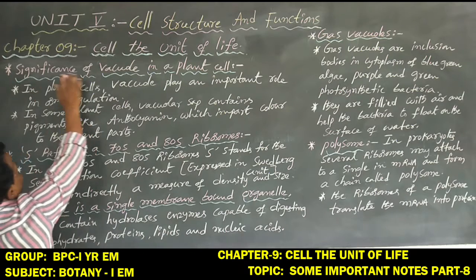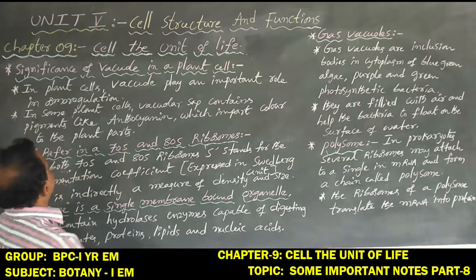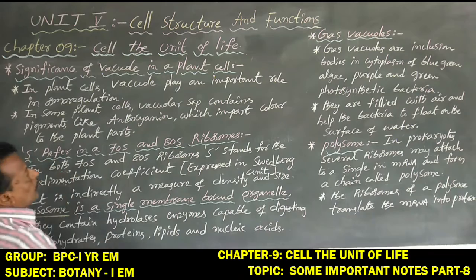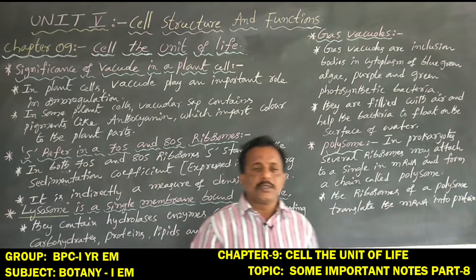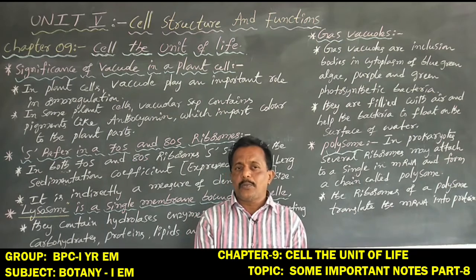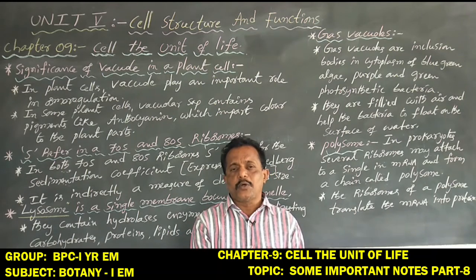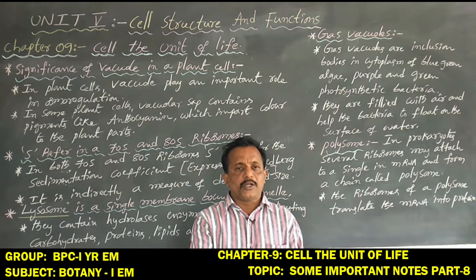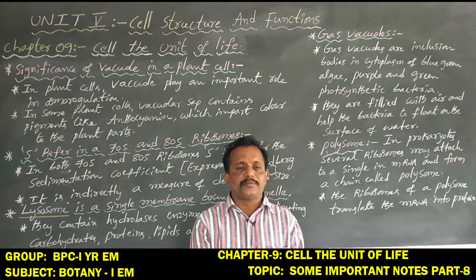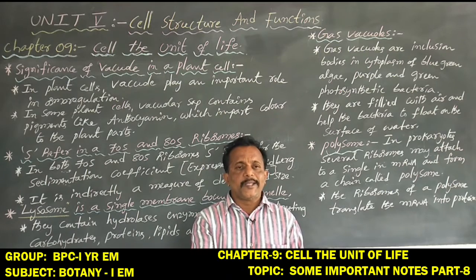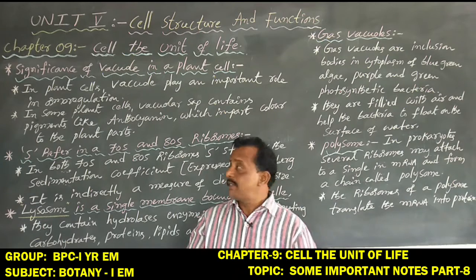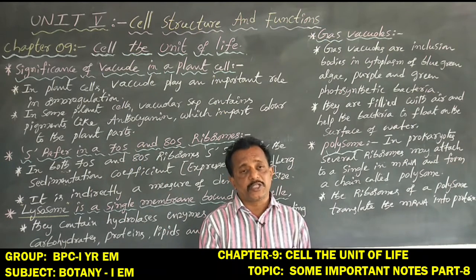Okay now, significance of vacuole in a plant cell. In plant cells, the vacuole plays an important role in osmoregulation. Osmoregulation means the movement of ions or water molecules from higher concentration region to lower concentration region. That is known as osmoregulation.